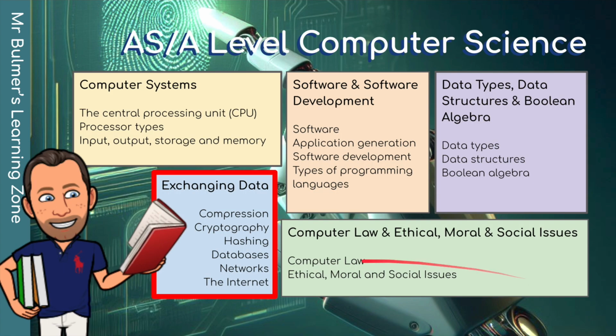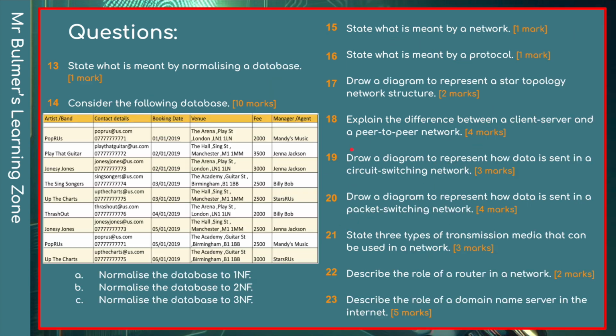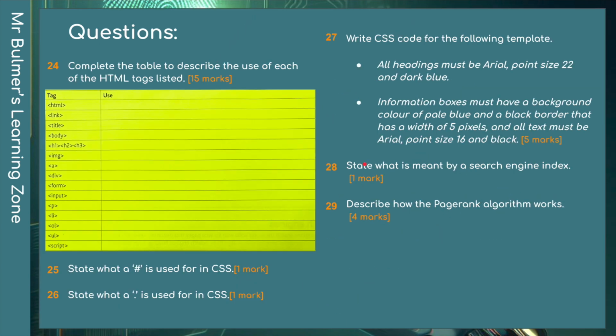We've already done the first 12 questions relating to compression and cryptography. We've moved on to hashing, and now we're working on databases. As you can see here, we're going to be doing question 13 to question 23 of the workbook. We'll finish off with HTML and CSS, but that's in the next video.